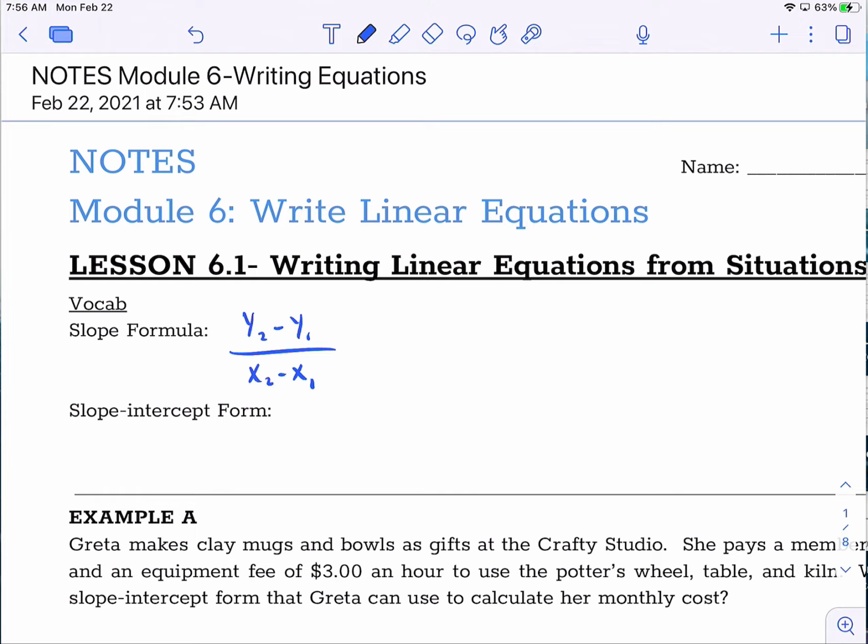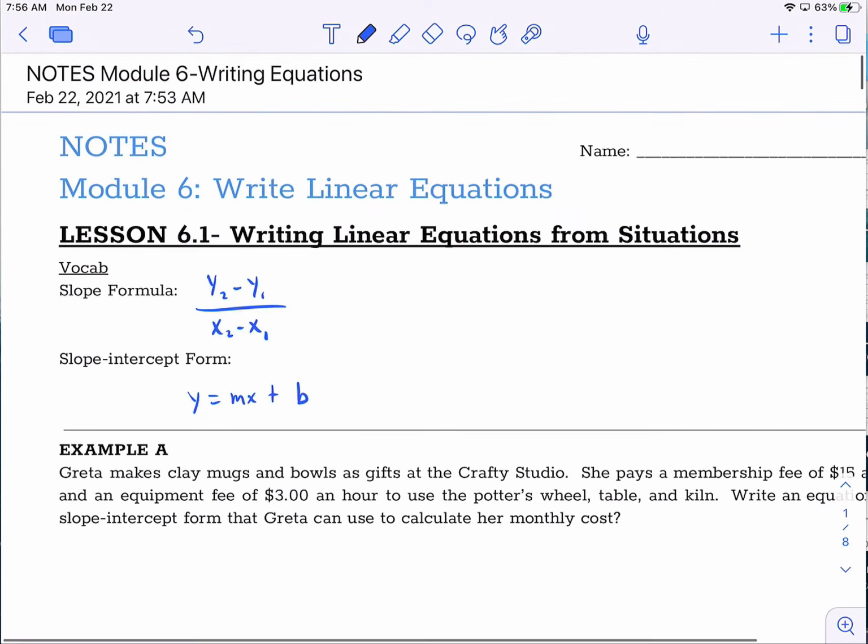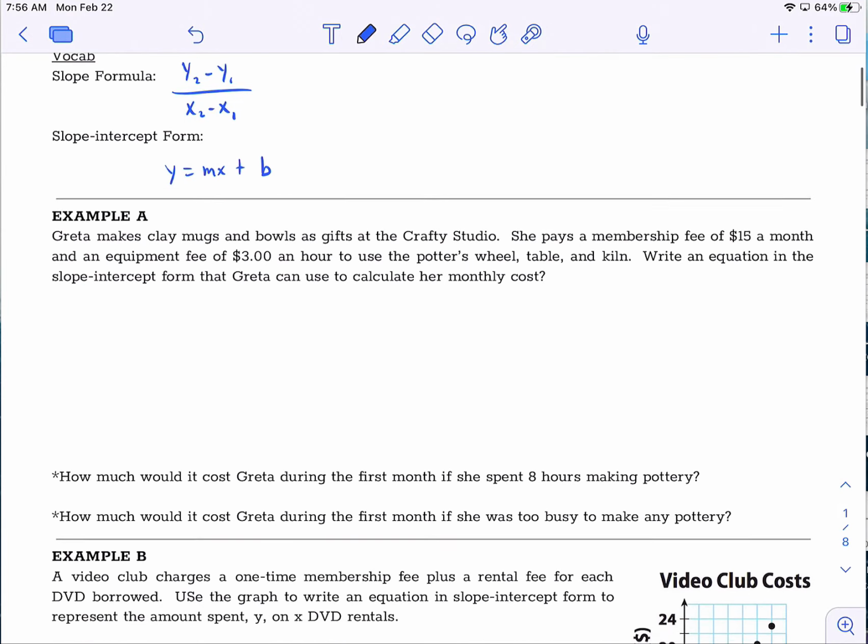And then slope-intercept form, again, remember, is y equals mx plus b. So that same stuff: m is still the slope, b is still the y-intercept. All of that same stuff we're going to be using here again. Okay, so let's jump right into example A.